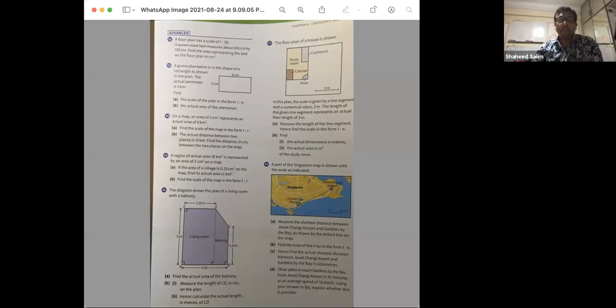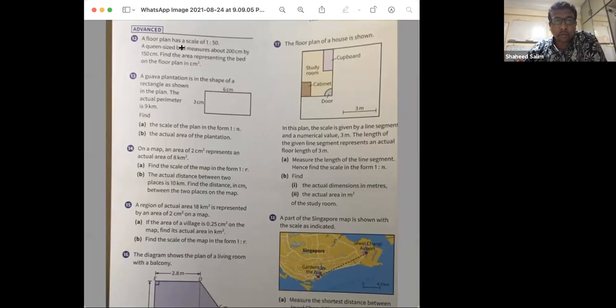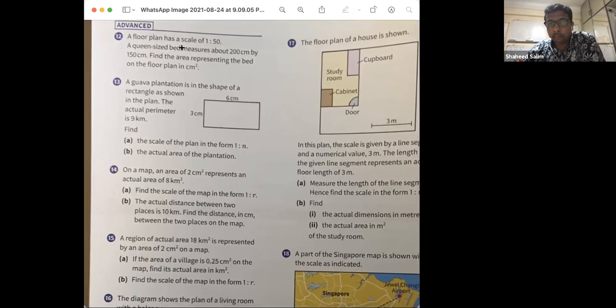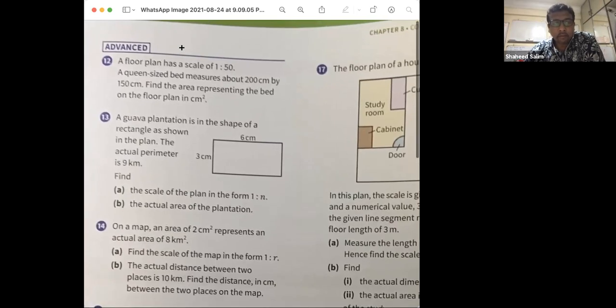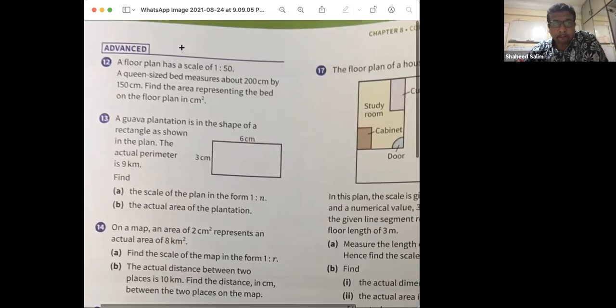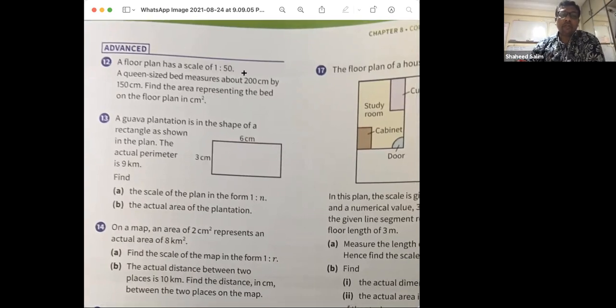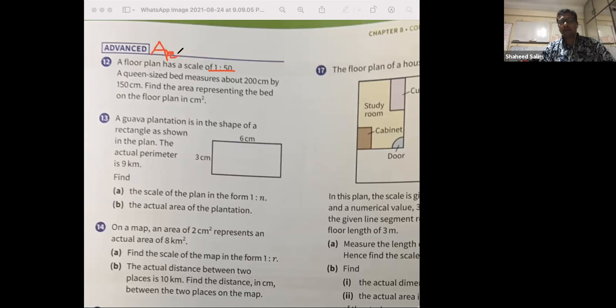Okay, the advanced level. Which one are you supposed to do? All of them. Okay, we start with question 12. This one is cm to cm now, so it's quite easy. Remember they always give you length. This is a scale for length. Can you give the scale for area? 1 square cm is to how many square cm? 2,500. Well done.